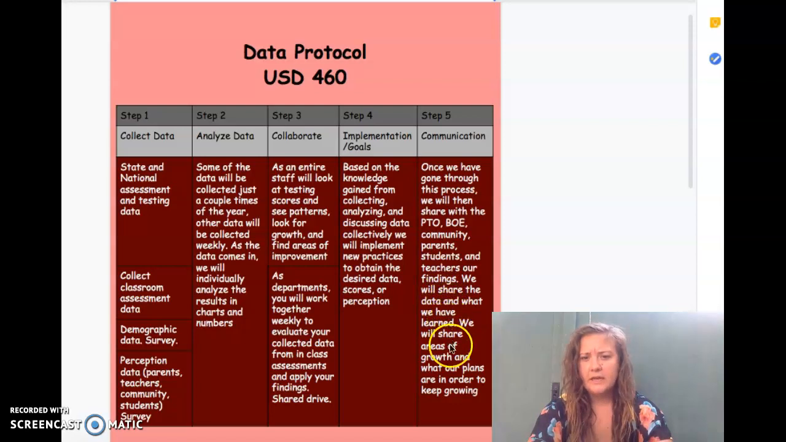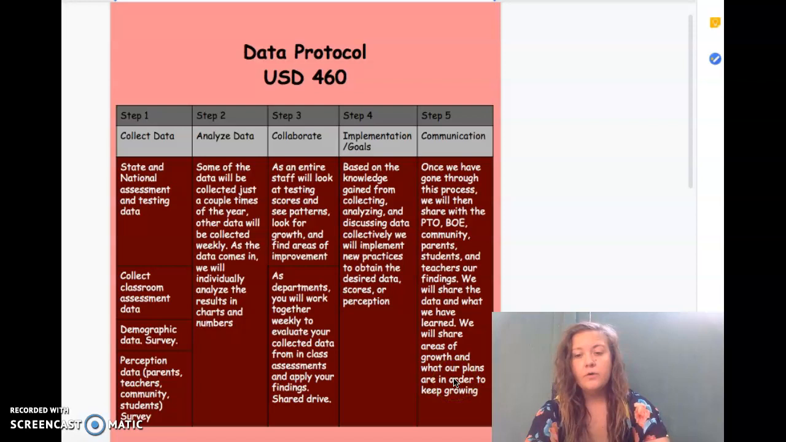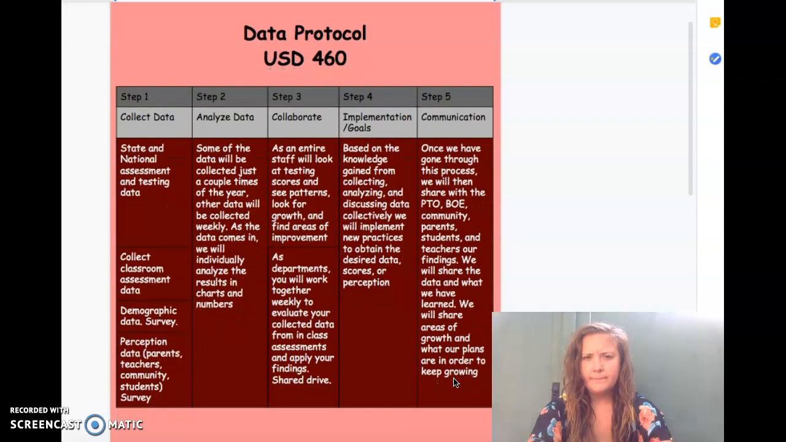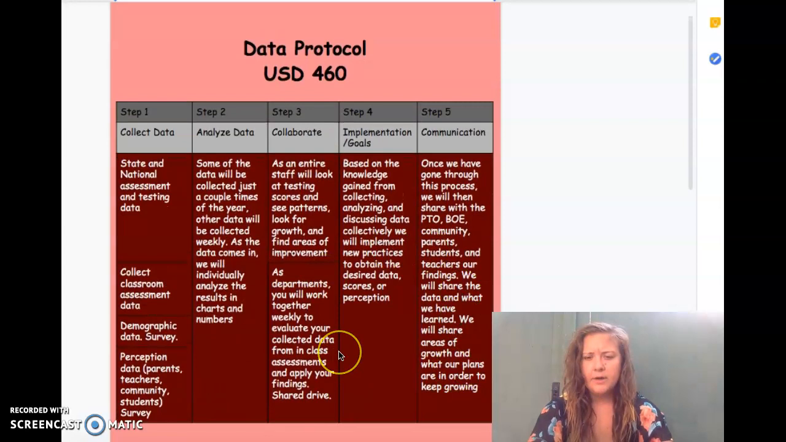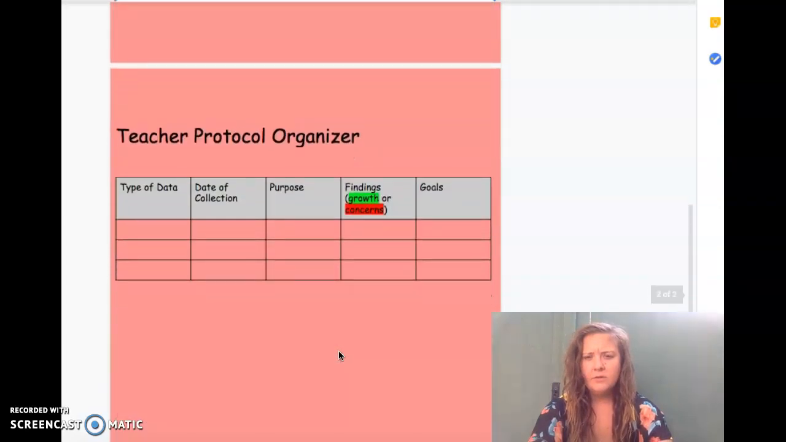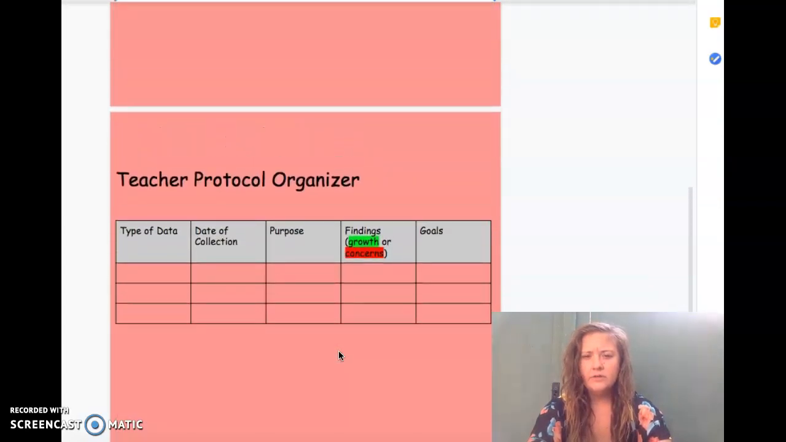We'll share the data and what we've learned, and then also, this is where we've grown, this is our improvement, these are our areas of concern, and this is our plan of action, and this is how we're going to achieve the goals that we have. So that was going to be part of the protocol, and then also here is a graphic organizer for our teachers, and this will be individually, they'll each have one of these, but then also as departments, and once again we'll have that shared drive, and that information will all be there.